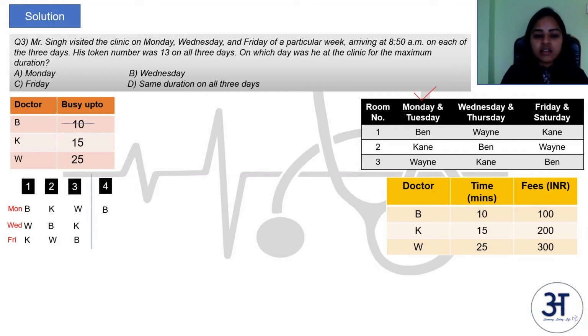Similarly, once patient 4 goes to Dr. B, he will be busy up to 20th minute, right? 10 more minutes of consultation time. So now let's look at patient 5. Patient 5 will always be assigned to Dr. K irrespective of whatever is the 1, 2 and 3 order because Dr. K is becoming free at 15th minute whereas Dr. B and W are busy up to 20th minute. So once patient 5 is assigned to Dr. K, he will be busy up to the 30th minute because his consultation time is 15 minutes.